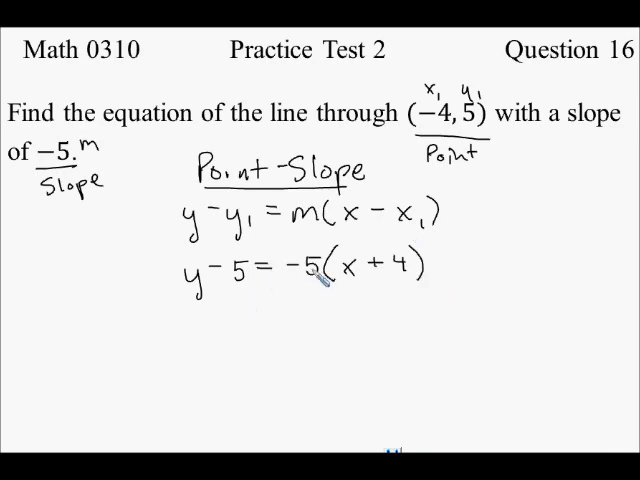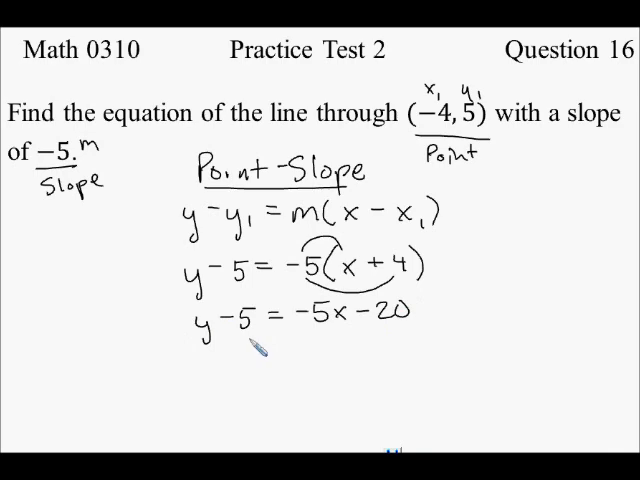Alright, so now we can distribute our negative 5. We'll leave our y minus 5 over here on the left side. And we have negative 5 times x, so negative 5x there. Negative 5 times a positive 4. 5 times 4 is 20. Negative times a positive is going to be a negative 20 there.